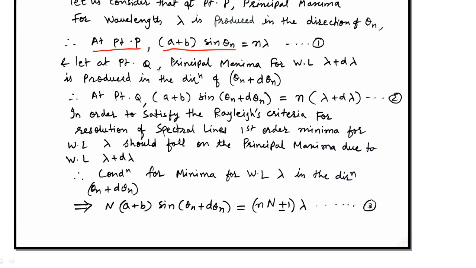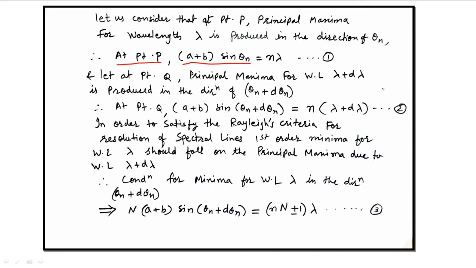Then at point Q, let principal maxima for wavelength lambda plus d lambda be produced in the direction theta n plus d theta n. Therefore at point Q, we get the condition for principal maxima as (a plus b) sin of (theta n plus d theta n), which should be equal to n into (lambda plus d lambda). Let us say that this is equation 2.